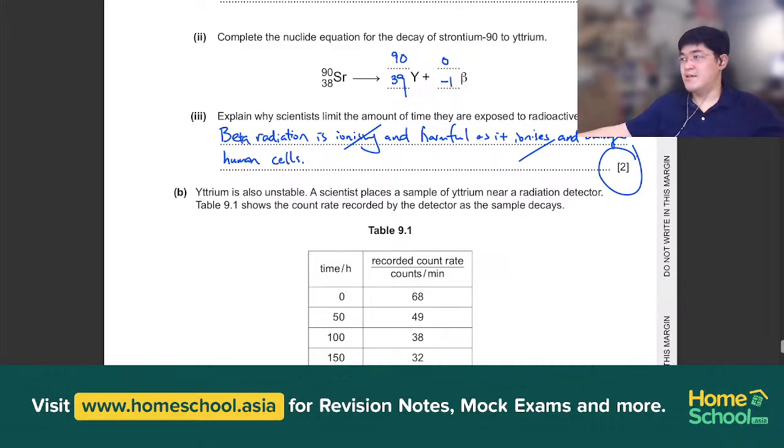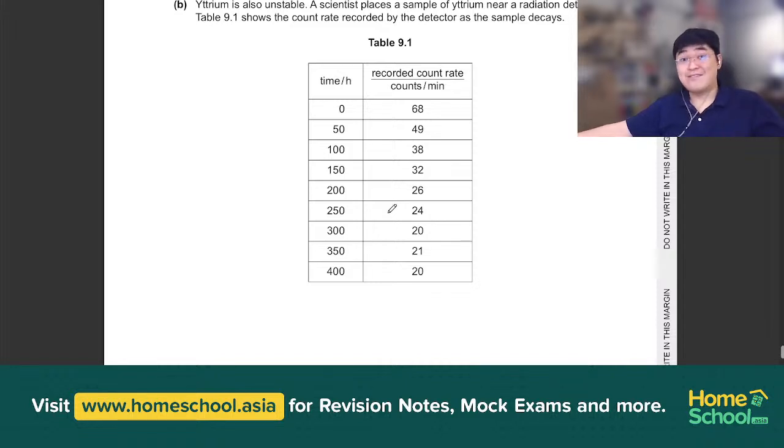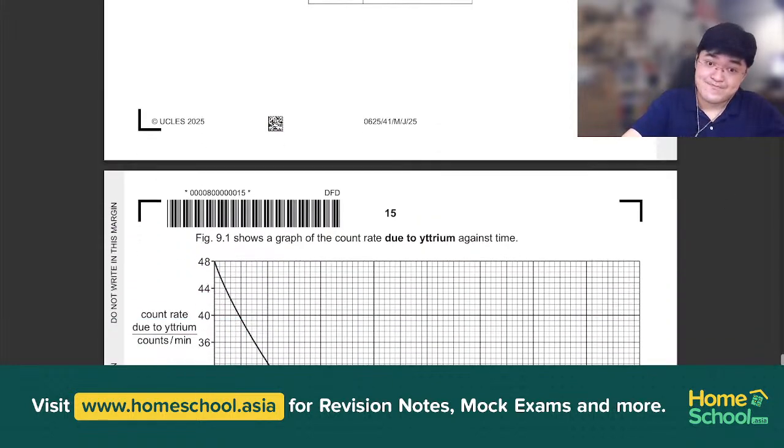Okay. Now let's move on to part B. In part B, we also see here that yttrium itself is also unstable, and a scientist will put this sample of yttrium near a counter of radiation. And this table over here shows the count rate, right, so how many counts per minute are recorded by the detector as the sample decays over time. As you can see, the time is in hours and the count rate is counts per minute, right? And this experiment takes place over 400 hours, so that's a long time.